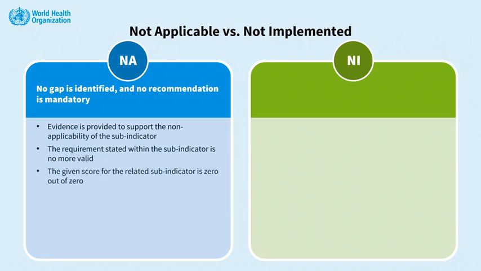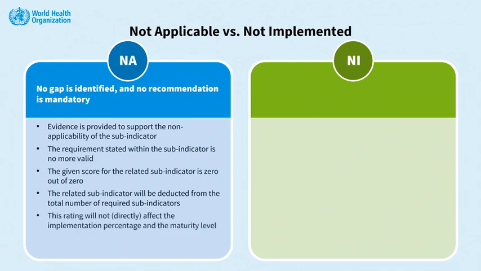The given score for the related sub-indicator is 0 out of 0. The related sub-indicator will be deducted from the total number of required sub-indicators. As a consequence, this rating will no more directly affect the implementation percentage and the maturity level. This is a possible rating for a few sub-indicators with good justification.